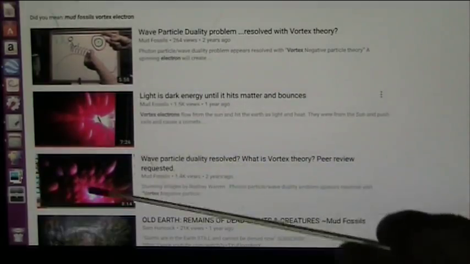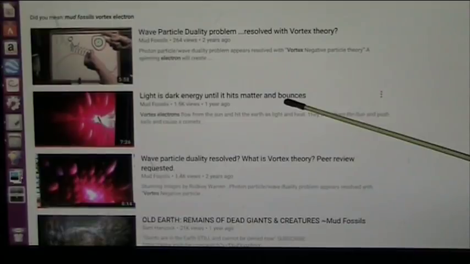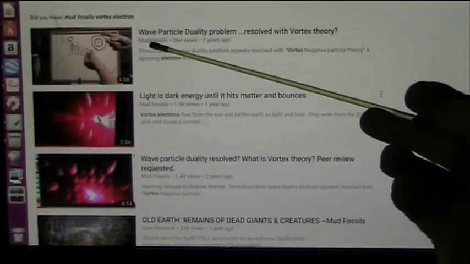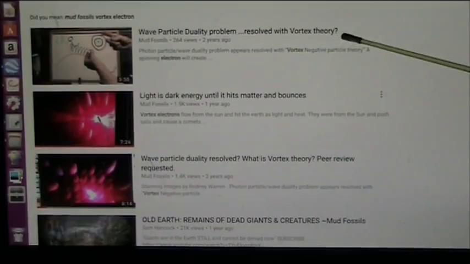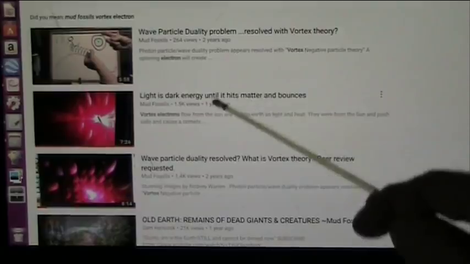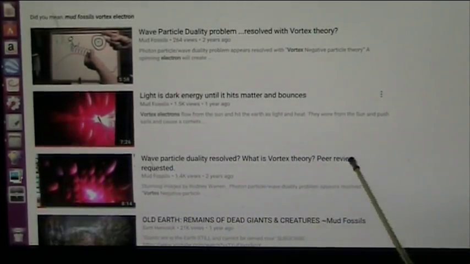But anyway, these explain that light is dark energy until it hits matter, and I believe that's a fact, and I can't see anybody proving that's wrong. Wave particle duality is resolved with vortex theory, and I explained that too. This is 2 years ago. That was a year ago. This was 2 years ago. Wave particle duality, vortex theory, peer review requested. Nobody wants to review it.